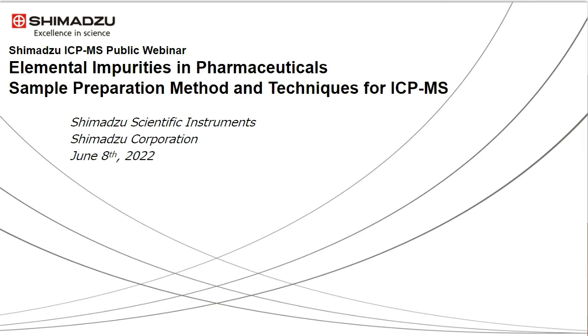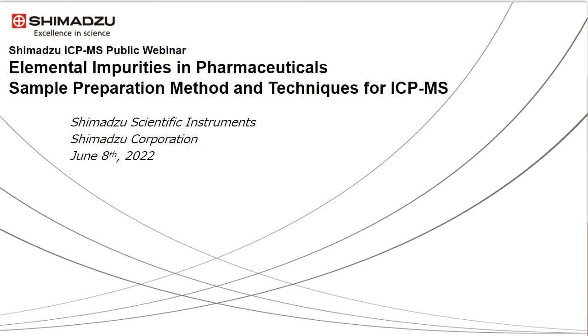In this webinar, I will introduce some tips and method techniques for sample preparation for elemental impurity analysis in pharmaceuticals. Top goals are to reduce contamination from the environmental and equipment sources, and to measure and validate analytical data for optimum accuracy and precision.